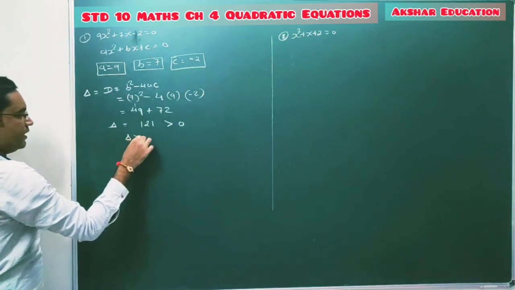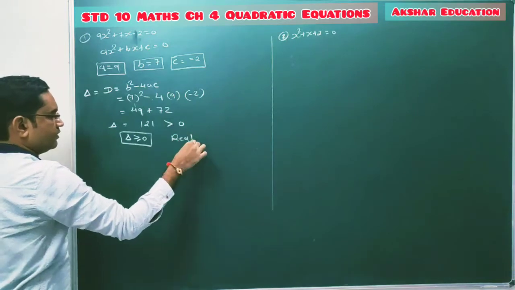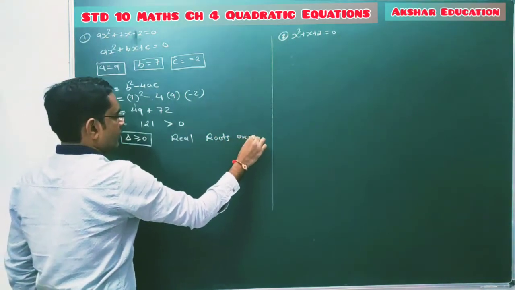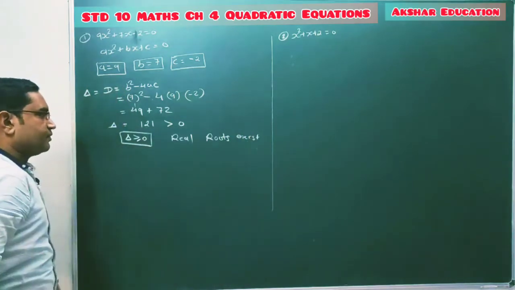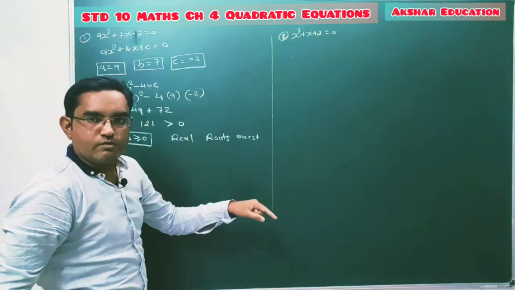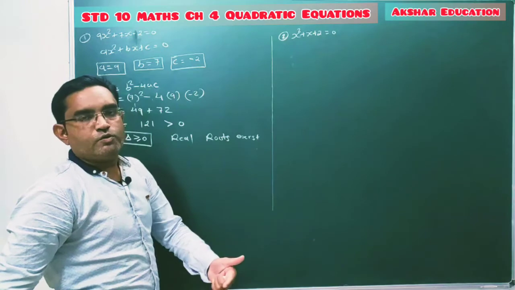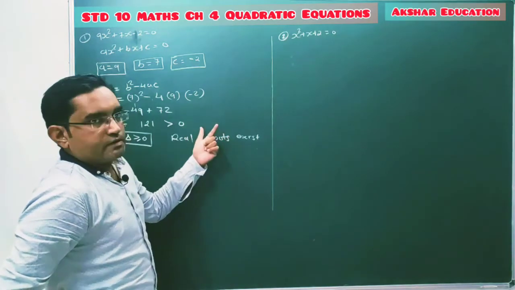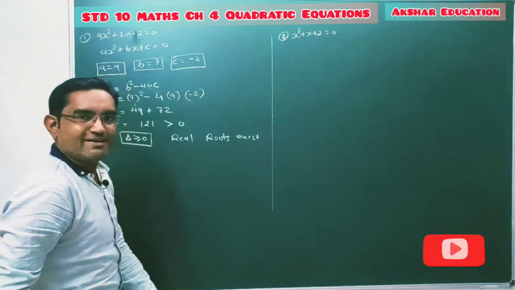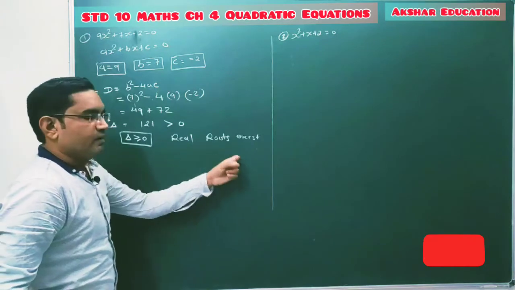So we know that when delta is greater than or equal to 0, real roots exist. The given quadratic equation has real roots. If delta is less than 0, then the given quadratic has imaginary roots. And how to find the imaginary roots? For that you have to check chapter number 4 or chapter number 5 of your 11th standard. Clear students? So up to 10th standard you have to find only real roots.